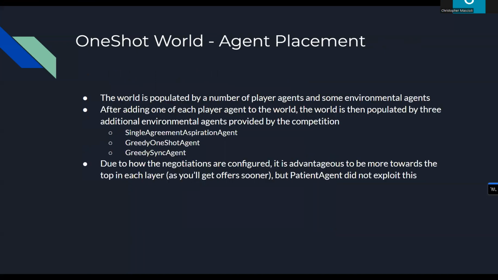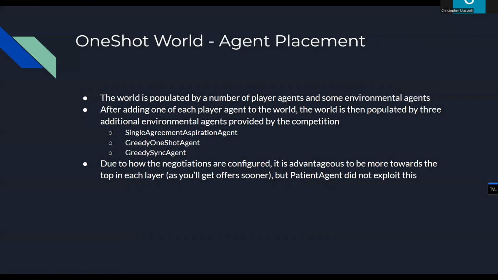The world is constructed by taking a number of player agents and some environment agents. So what happens is you take one of each player agent that's being submitted for the particular world, and then you fill the rest of the world in with environmental agents. And there are 3 environmental agents provided by the competition.